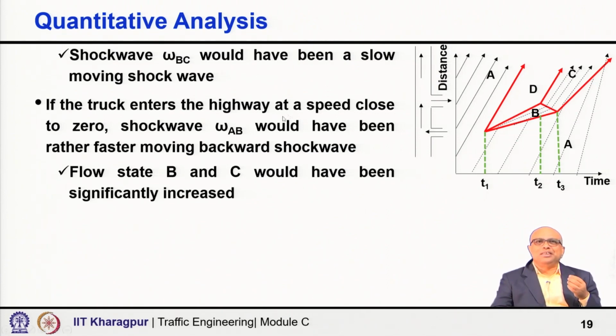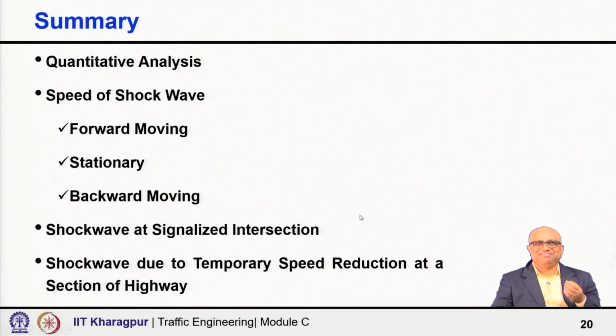So, if the truck enters the highway at a speed close to 0, then shock wave omega AB would have been a rather faster moving backward shock wave, and flow states B and C would have been significantly increased.